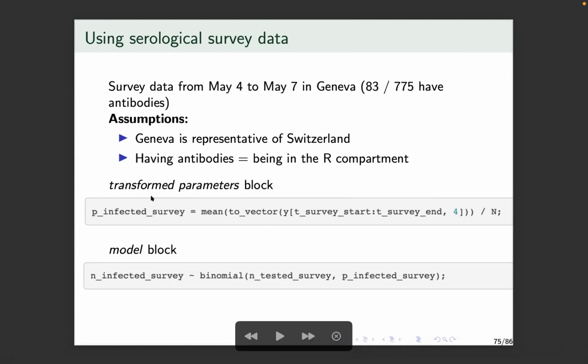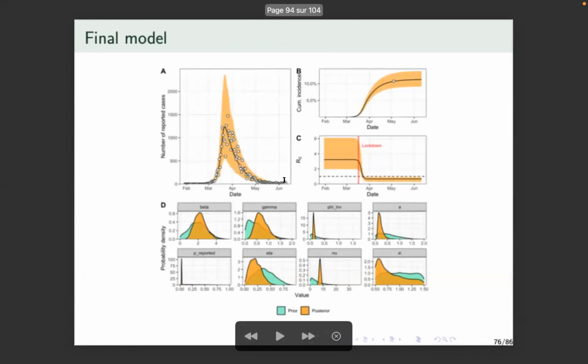This gives us the proportion of people in the R compartment during the time of the survey. Note that we can use this new transformed parameter in the model block to create a new likelihood. We say that the number of people having antibodies in the survey is sampled from a binomial distribution parameterized by this probability of having antibodies, corresponding to the number of people in the R compartment. This should inform the parameters of our model. Using this new source of data, and after some tiny details that I need to skip, we finally arrive at our final model.